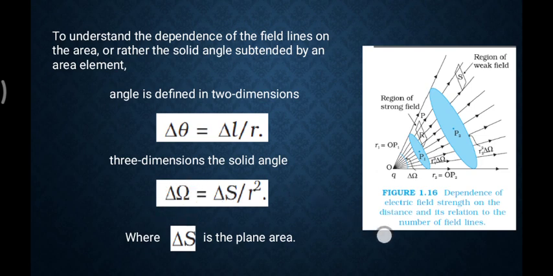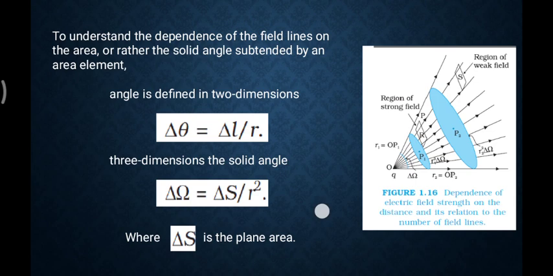This is called delta omega, the solid angle. The solid angle is delta S by R square. Here delta S is your plane area, because now it has an area element. You face difficulty here because this is a 2D picture and we have to understand it in a 3D system.